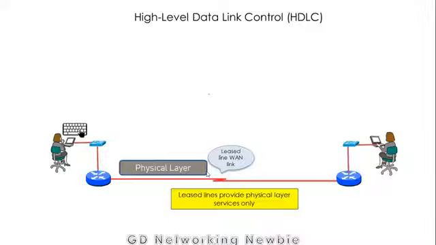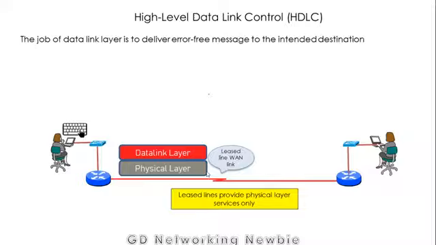So for all these kinds of jobs, for example the address, error checking, and start and stop bits, so that we know where the start and stop of the data or the frame is, we need the services of the data link layer. The principal job of the data link layer is to deliver error-free messages to the intended destination. It means some error checking and some addressing mechanisms should be there.